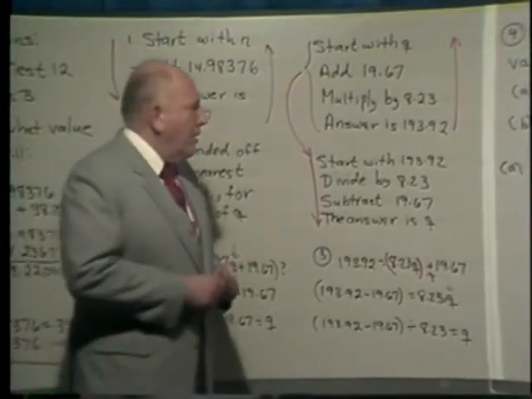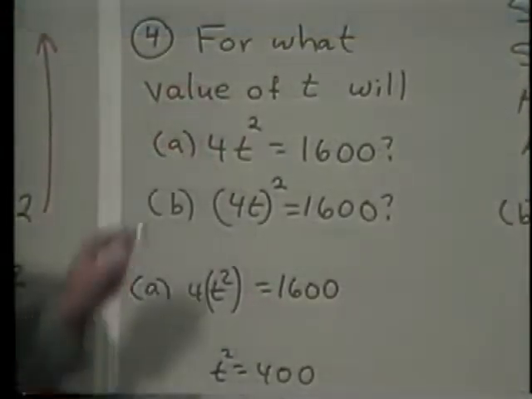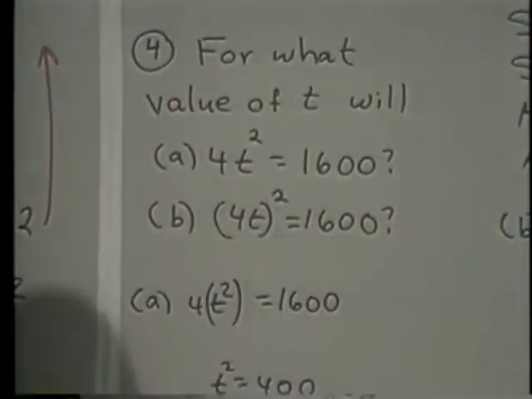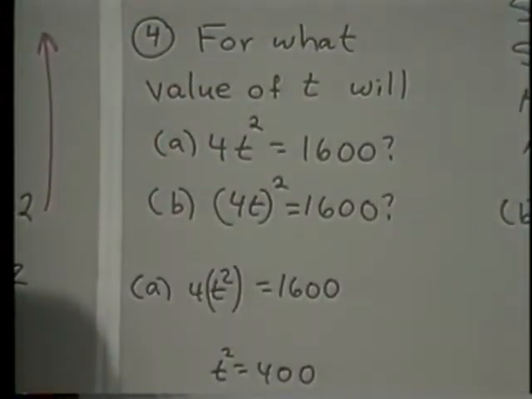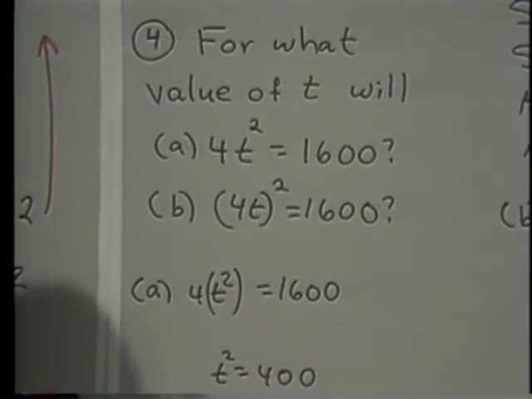Let's just go on and do a few more problems together. Problem number 4 says, for what value of t will 4t squared equal 1600? Problem B, if I just read it, seems to say the same thing. It says, for what value of t will 4t squared equal 1600?